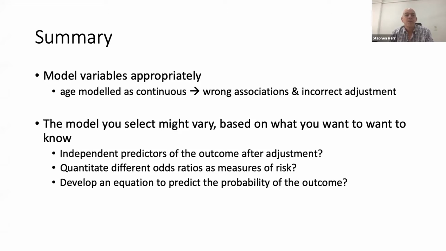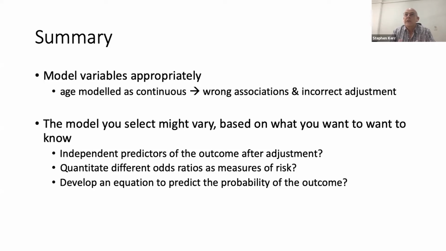Very interesting. So just things that we saw from Boy's presentation is that when you adjust for things in a multivariate model, you could get different associations depending on what variables you put in. And it does depend on what you really want to know from your model. But we also saw that it's important to model variables appropriately, because if we'd have modeled age as a continuous variable, we would have got the wrong association for age with STI prevalence and incorrect adjustment in the final model.